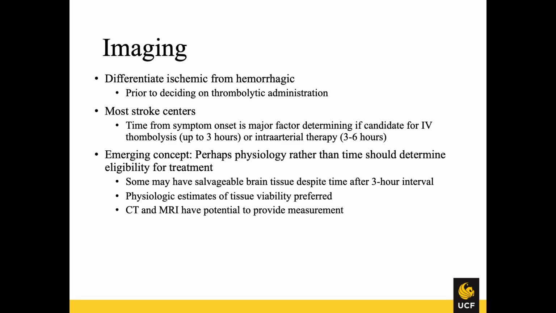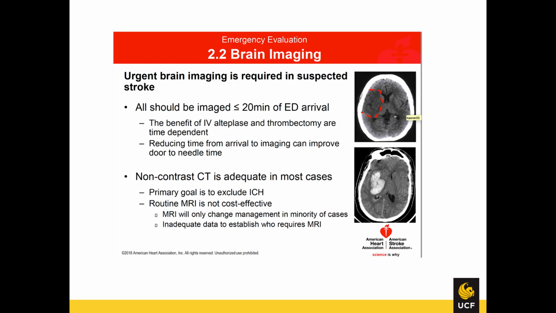Physiologic estimates of tissue viability are preferred, and so a CT and an MRI have the potential to provide some of that measurement. So imaging is crucial. MRI is wonderful if you have the potential to do it. Otherwise, the gold standard is going to be a CT scan without contrast.